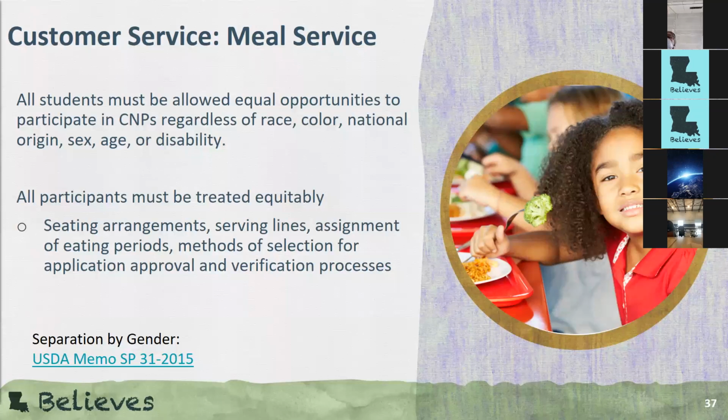All students must be allowed equal opportunities to participate in the child nutrition programs, regardless of race, color, national origin, sex, age, or disability. All participants of the child nutrition program must be treated equitably. In order to reduce the risk of civil rights discrimination complaint, ask yourself the following questions each time a participant comes to your program for services.